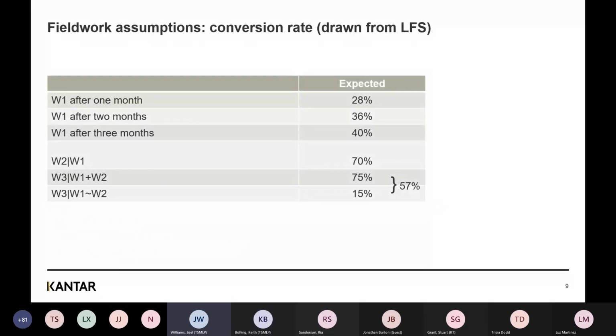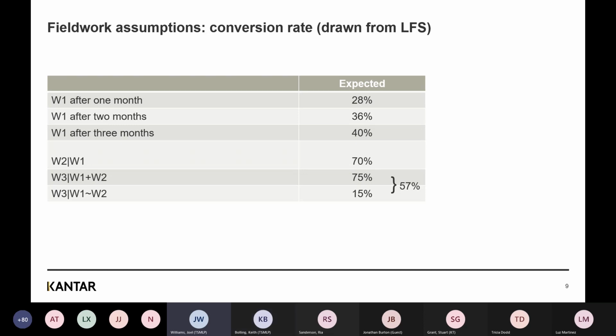So these were our fieldwork assumptions in terms of the conversion rates. We issued cases, how many do we get back? As I said, we thought we'd be able to achieve a 40% response rate overall. We gave ourselves 3 months to achieve this. We thought we'd be up to about 28% after 1 month, and a little bit higher after 2 months, before finishing at 40%. We then also thought that of those that completed the Wave 1 survey, we could probably get 70% of those to do a Wave 2 survey.